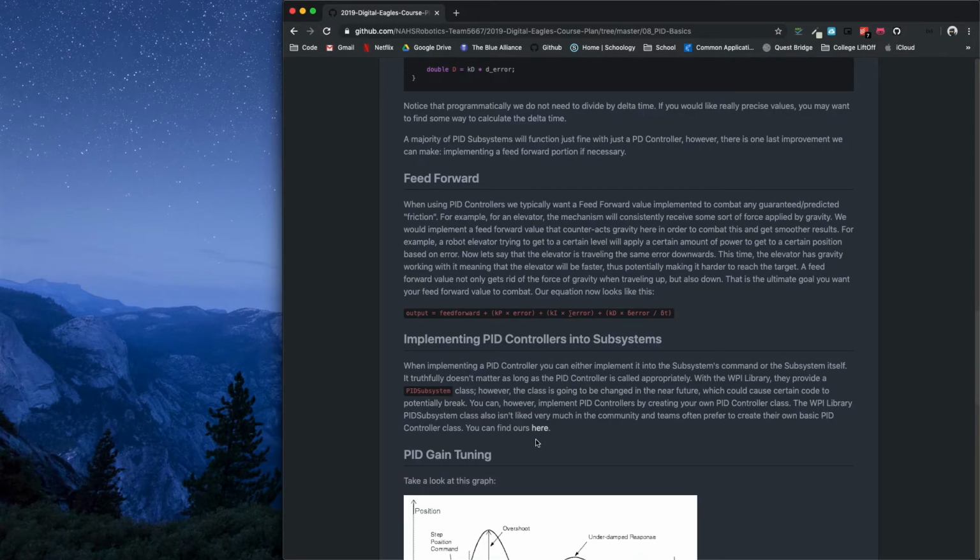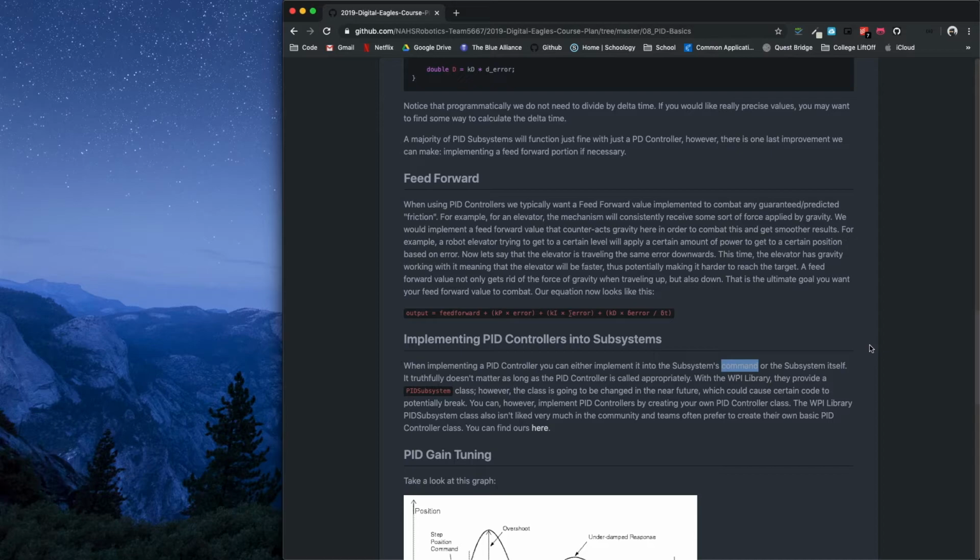So the next thing would be implementing PID controllers into subsystems. So you can either implement it in the subsystem's command or the subsystem itself. Now, what do I mean by that? You should never be writing PID controller code at all. You should just be reusing a controller and just implementing it. And what I mean by this line here is just essentially you're instantiating the PID controller in either the subsystem's command or the subsystem itself. It doesn't really matter where you're doing it as long as it's called appropriately.